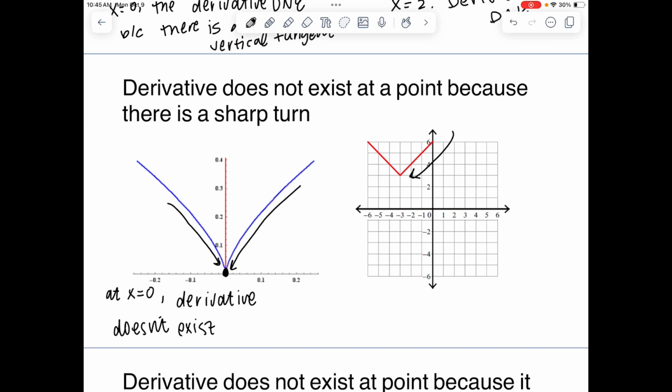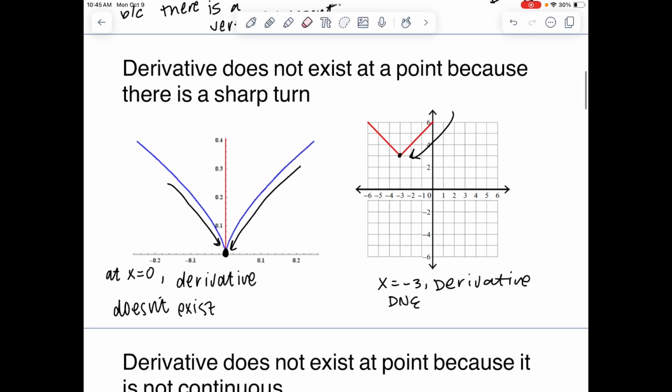And then here again, this is at x equals -3, the derivative doesn't exist because of a sharp point. So anytime you see an absolute value function, at the point of it, the derivative doesn't exist. But if someone were asked to find the derivative at -5 of this absolute value, it would exist because you can find the average rate of change from the left and the right and they'll equal each other. But at the tip of an absolute value function, the derivative is never going to exist. So keep that in mind.